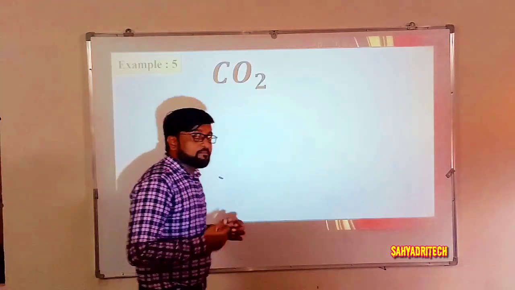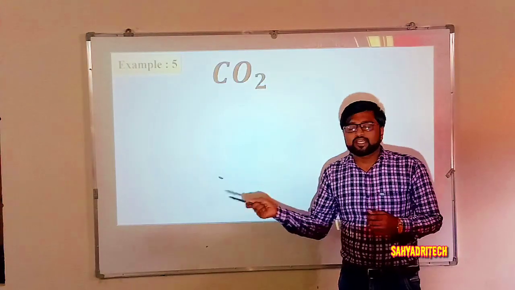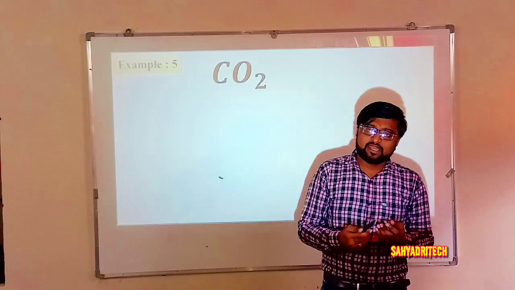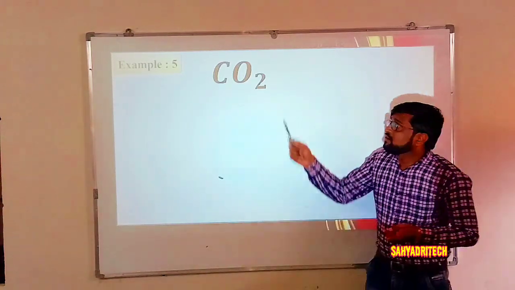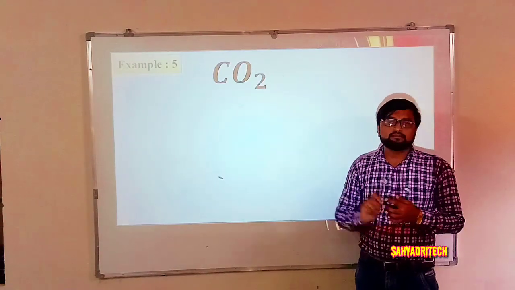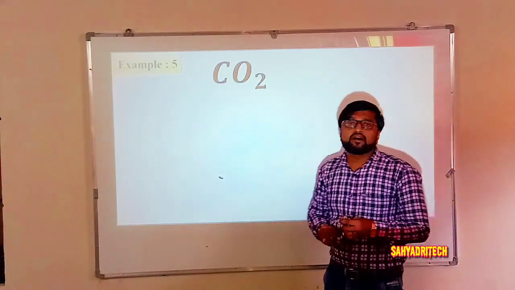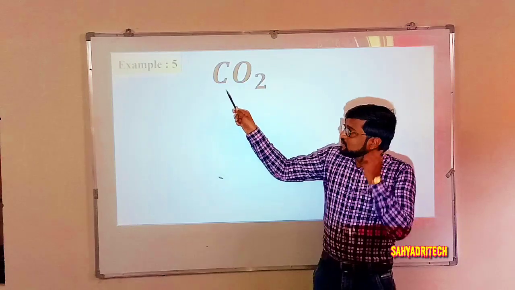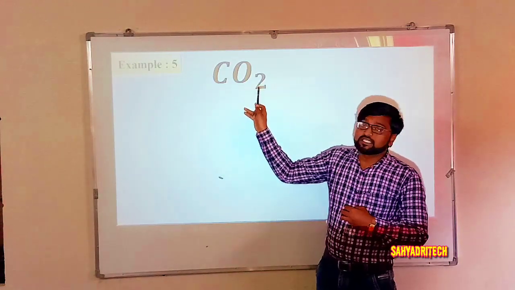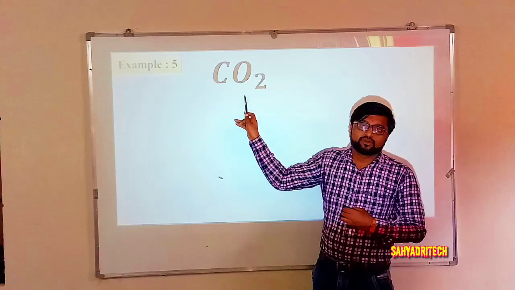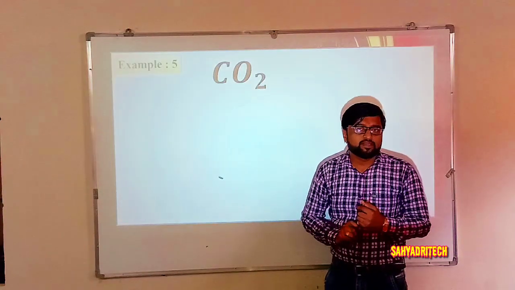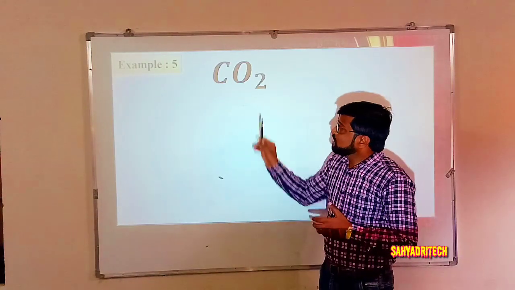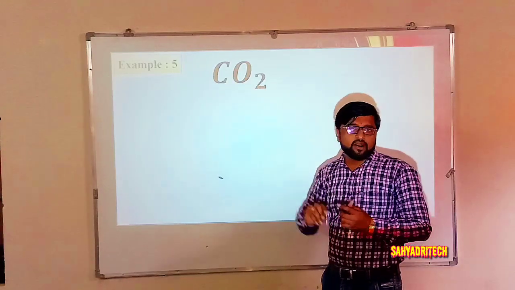carbon dioxide. Now I have considered a molecule. Before that, in the first example I considered atoms, next the cation, then the anion. Now I'm considering a molecule, the carbon dioxide molecule. Well, how is this molecule formed? One carbon atom and two oxygen atoms combine in a fixed ratio, and the result is a carbon dioxide molecule. It means atoms combine in a fixed ratio by mass to give molecules.